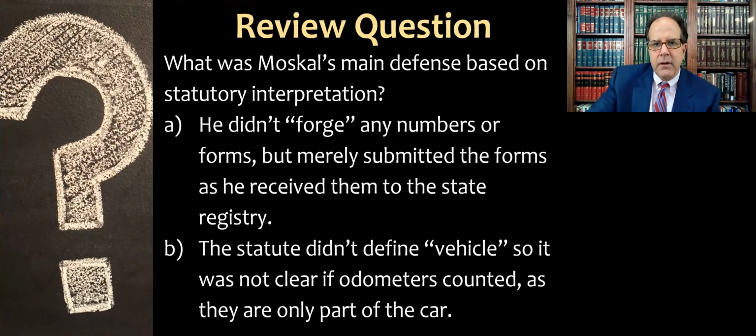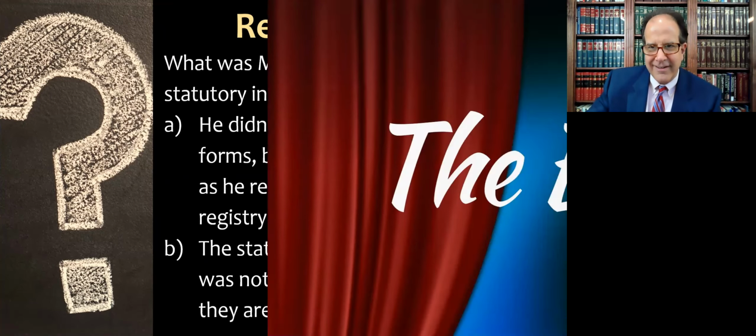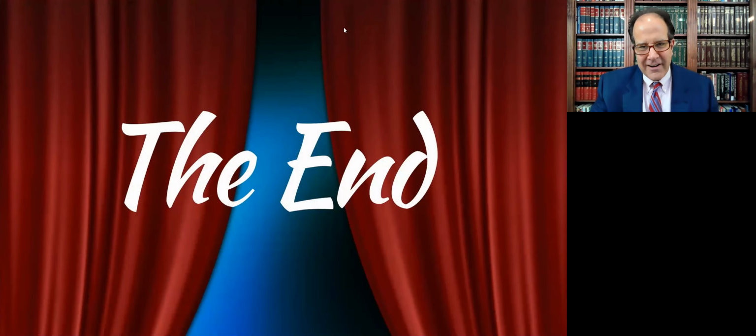Okay, here's a review question to see if you were paying attention. What was Moskal's main defense based on statutory interpretation? A, that he didn't forge any numbers or forms, but merely submitted the forms as he received them to the state registry, even though he knew that they contained fake numbers. Or B, that the statute didn't define vehicle, so it was not clear if odometers counted as their only parts of a car. Okay, that concludes our lecture about Moskal versus United States.